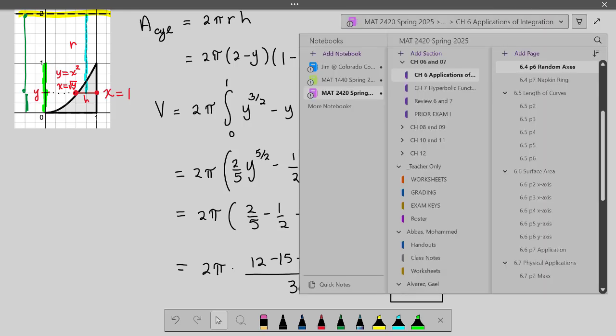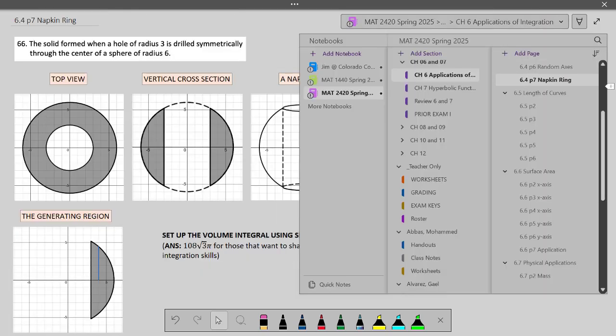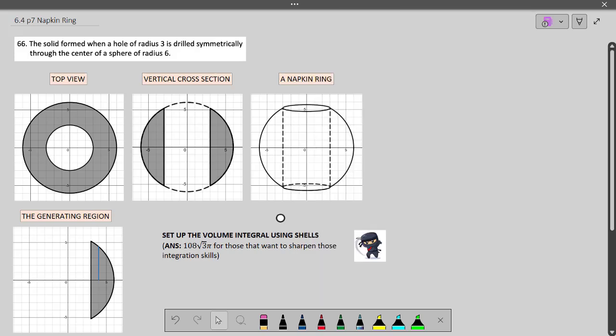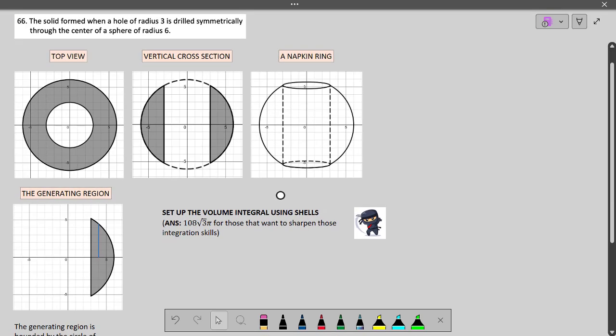All right, let's go to the napkin ring. So back in the old days, they used to use these things called napkin rings, where they take a cloth napkin and stick it through it. Maybe some of you have never seen a napkin ring. I don't know. So we call that shape the napkin ring. It's basically just a sphere with a hole drilled out from the middle. So that's the napkin ring.